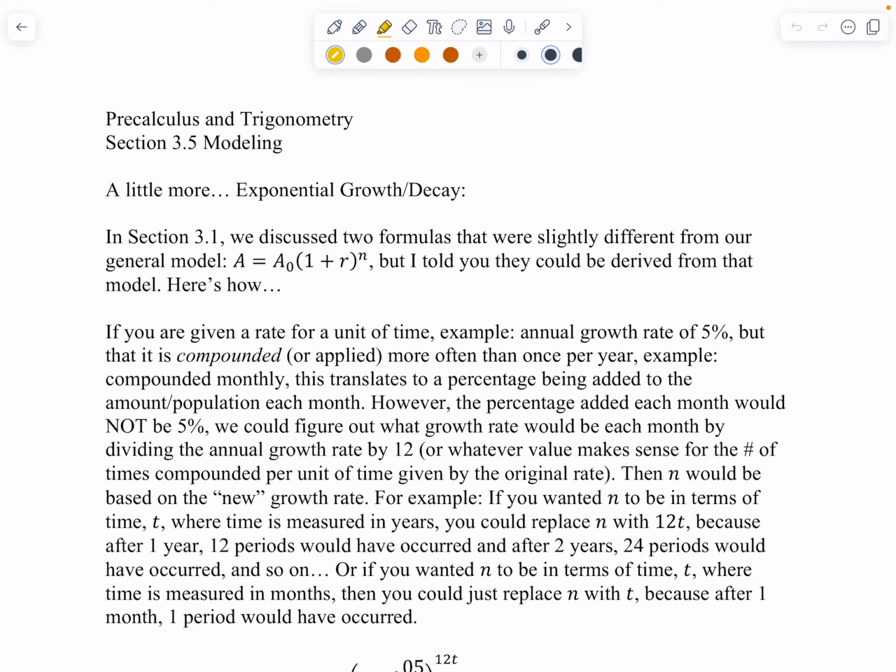Hi there, this is hopefully a short video on section 3.5, which is putting together what we talked about in section 3.1 about modeling exponential growth or decay, and then putting it together with what we've talked about in the previous sections and how we now have a more analytical approach to solving exponential equations. And then we're also going to introduce another type of function called a logistic growth function, or a logistic growth model.